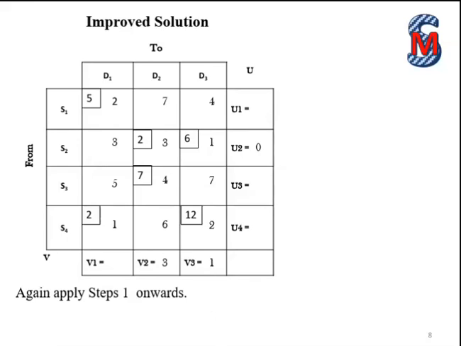Now next we'll look at the S4D3 allotted cell with cost 2. For this cell its V3 is 1 and its U4 is not known. As 1 plus 1 is 2, so U4 will be 1. So here I have basically done it for the other cell. V2 is 3 for the allotted cell S3D2 with cost 4. So 3 plus 1 will make it 4. So U3 is 1. Now for U4, 1 plus 1 will make it 2. So U4 will be 1.